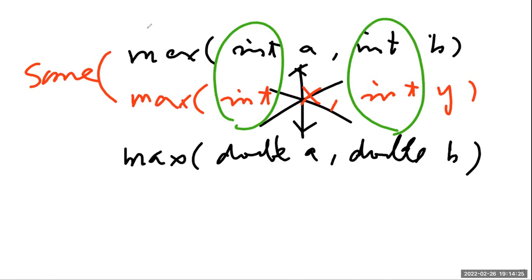Is that okay? If you have a function with the same method name, the same data types, and the same number of parameters, we call it a duplicate function. But if you have maximum integer A, integer B, and maximum double A, double B, these two are considered to be two separate functions. Any question about it so far?